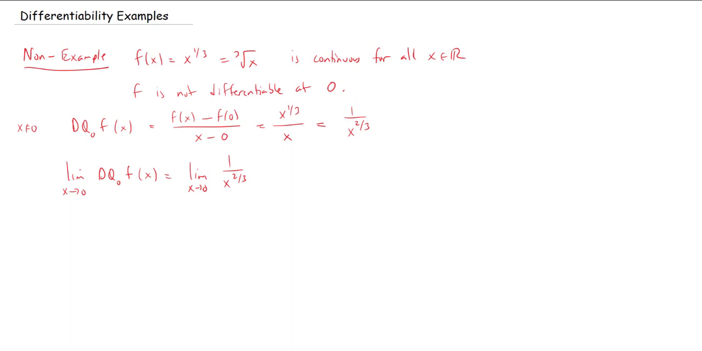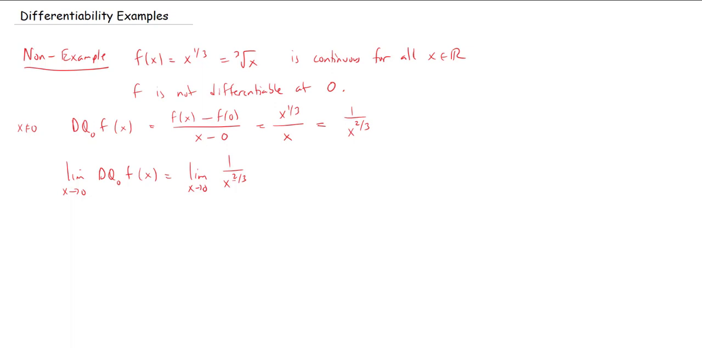Now what's happening as x goes to 0 to 1 over x to the 2/3 power? Well, as x approaches 0, it's either coming from the negative side or from the positive side, but I'm going to square it. That's what this 2 does. And so I don't really care if it's negative or positive. When I square it, it's positive. However, when I square a really small number, whether it's negative or positive, it's still going to be a small number. And then I'm going to take the cube root, and it's still going to be a small number.